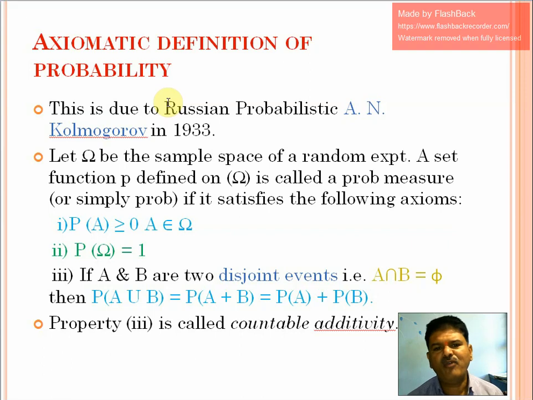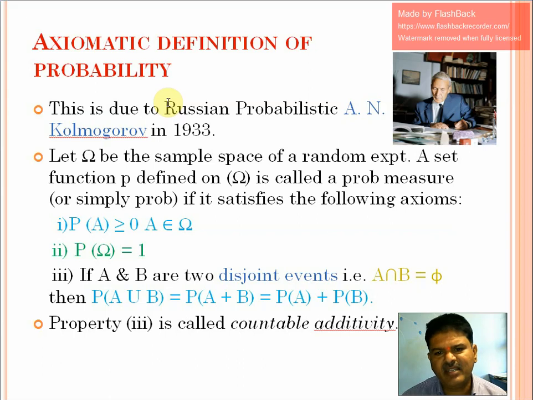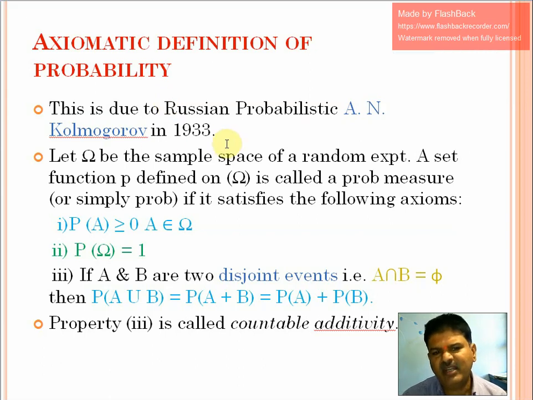The next type of probability is the axiomatic definition of probability, and this definition was given by the Russian probabilist A.N. Kolmogorov in 1933. This axiomatic definition takes a few axioms, and if these axioms are satisfied by A, then we can say that this is true for a particular event. That means if omega is the sample space of a random experiment, a set function P defined on the sample space is called a probability measure, or simply probability, if it satisfies the following axioms. So what are these axioms?